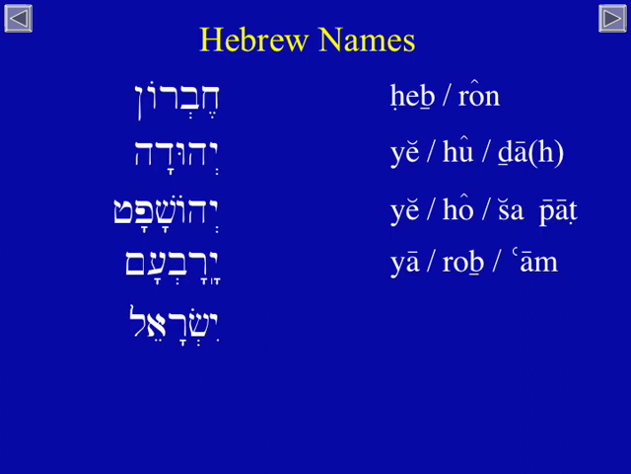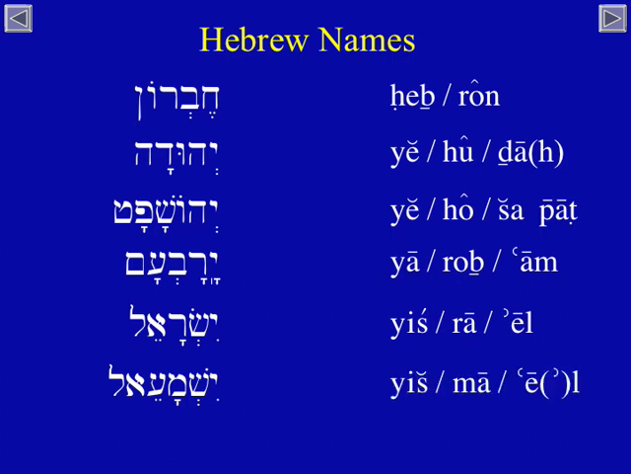Yis Ra El. Yisrael. Yishmael. You'll note that the aleph in this one is completely quiescent. If you're using Futato's grammar, you can see Chapter 1, Section 12 for the quiescent aleph.